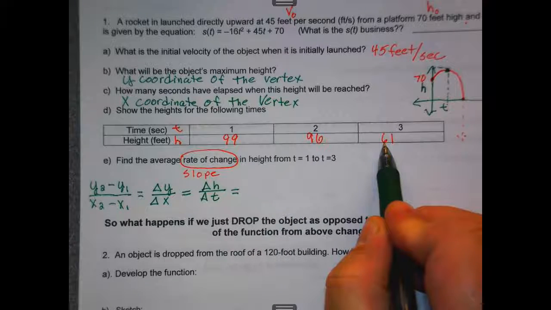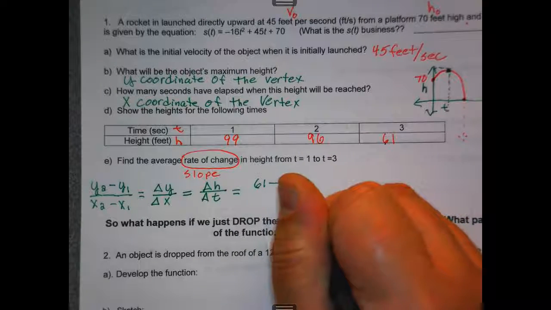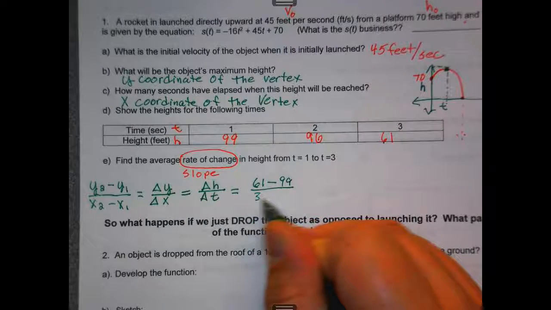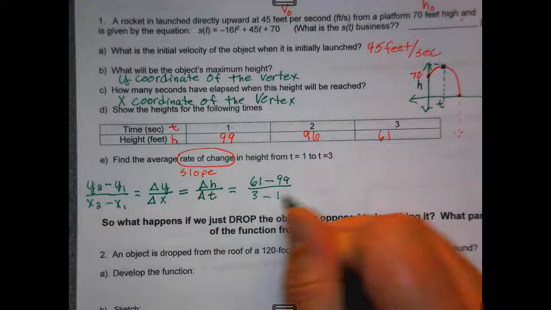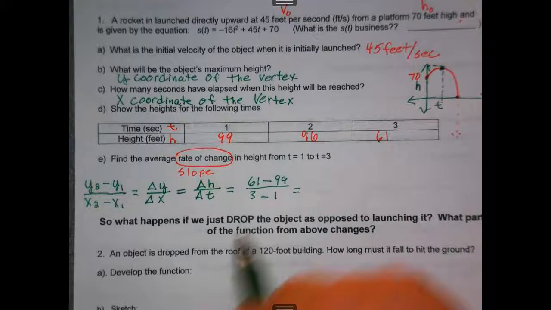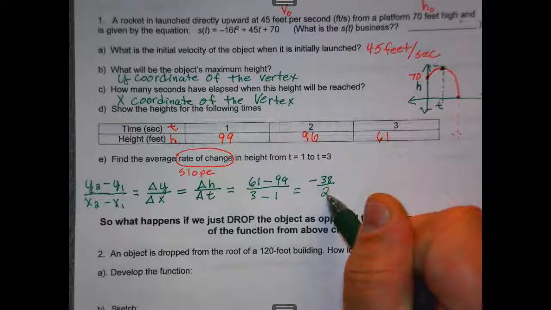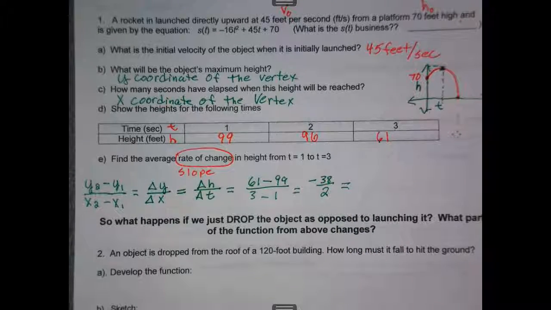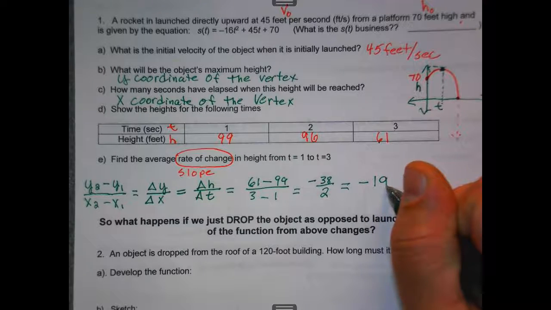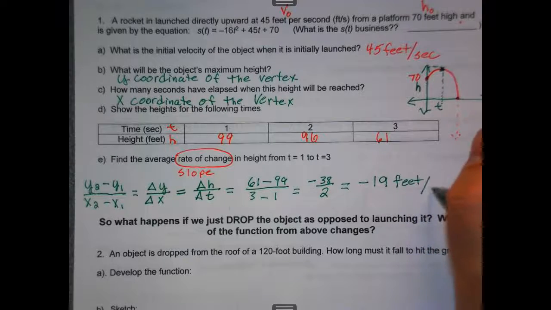The change of h. See, I've got 61 minus 99 over 3 minus 1. 61 minus 99, negative 38 over 2. And what does this come out to be? Negative 19 feet per second.